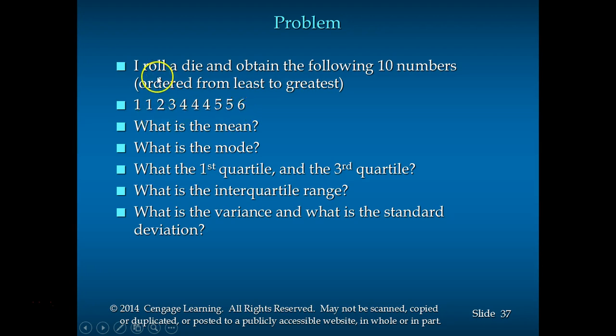So watch. I roll a die and obtain the following 10 numbers ordered from least to greatest. 1, 1, 2, 2, 2, 4, 5, 6. What is the mean? What is the mode? What is the first quartile and the third quartile? What is the interquartile range? And what is the variance? And what is the standard deviation?